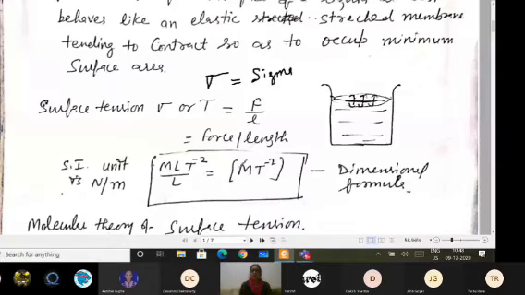Or if I want to write the dimensional formula, that is force upon length. It means MLT minus 2 upon L. I'm getting MT minus 2. This is the dimensional formula.